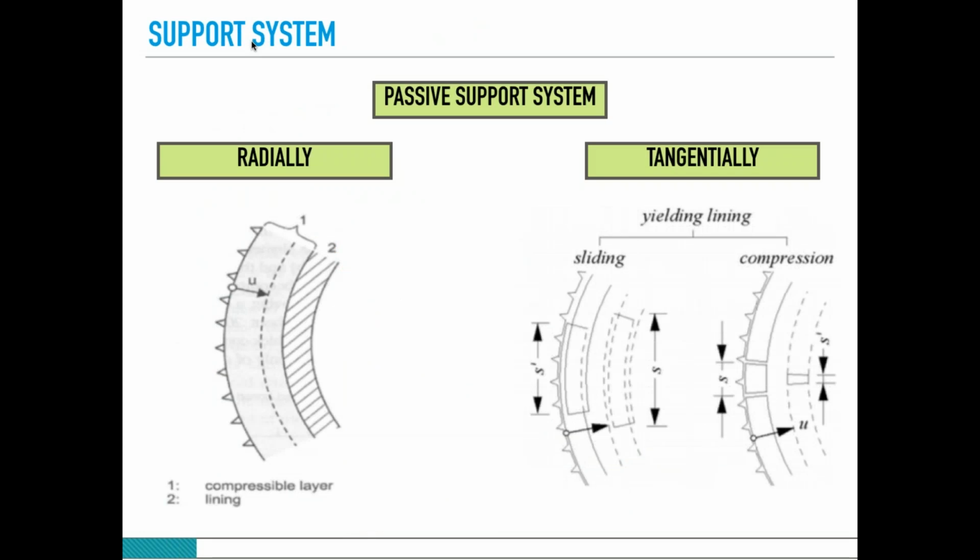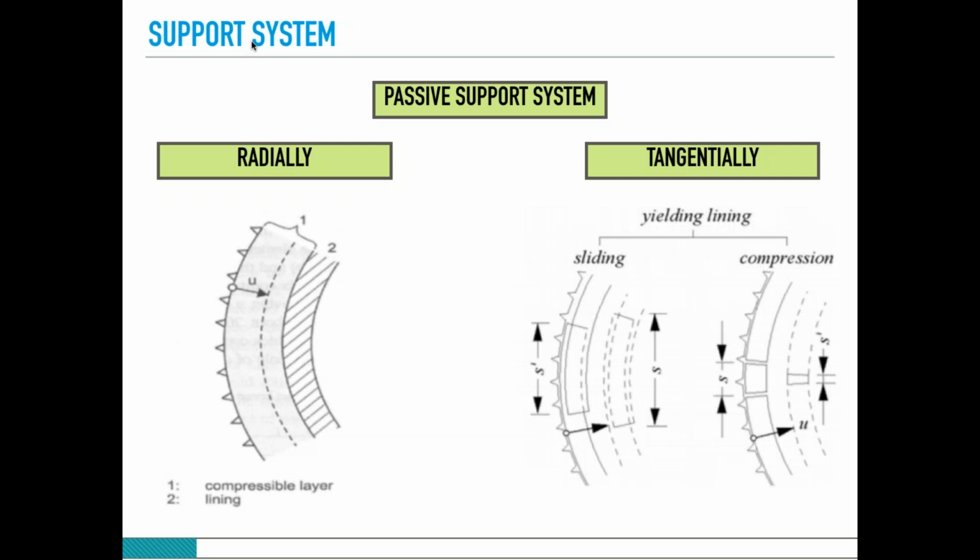Now to reach the passive support system classification, and before that, I would say in general, support systems are divided into active, which stops any movement, and passive, which allows controllable deformation. And regarding the deformation approach, they are classified as radial and tangential.